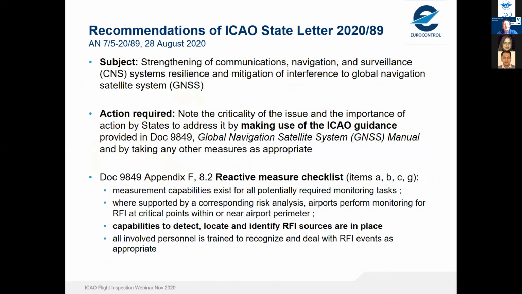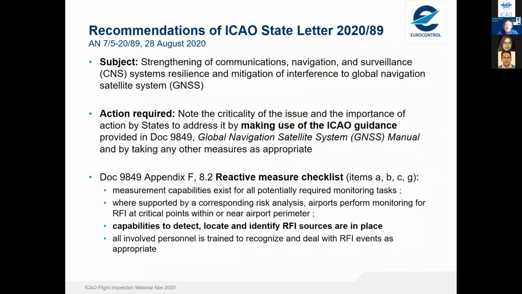Because of all of these issues, ICAO issued a state letter last August and said, please make use of the guidance in the GNSS manual on interference mitigation. All the way at the end is a checklist that is meant to help you see whether things in your state are in place so that you can do something about RFI. And that includes measurement capabilities for all potentially required monitoring tasks.